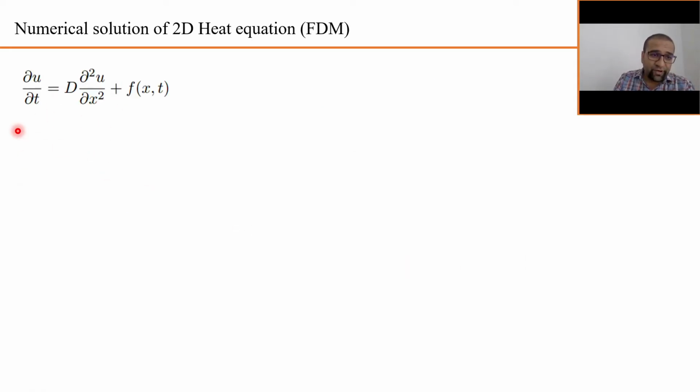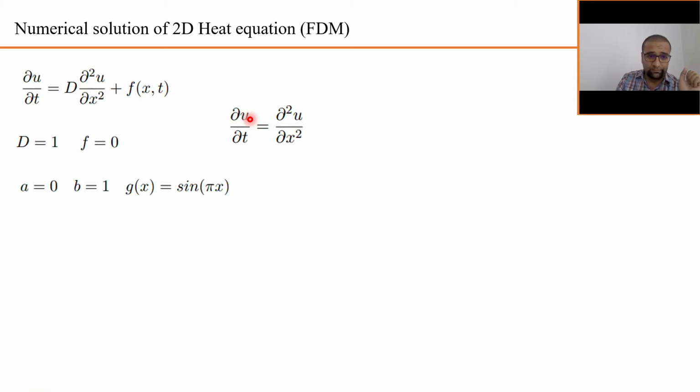I want to simplify this equation. Therefore, I imagine that the diffusivity is 1 and we don't have any heat source. When I substitute these values, I get this simplified equation. The left part is just first order with respect to time, and the right part is a second order partial derivative with respect to x.